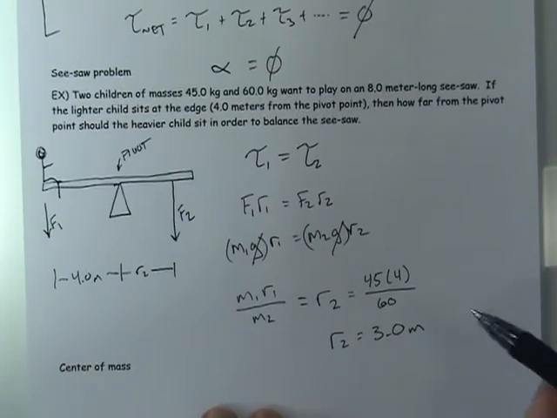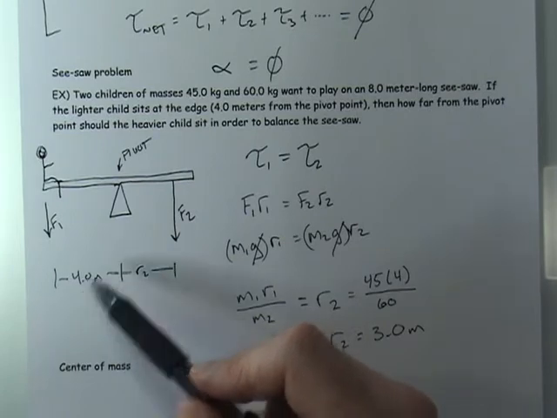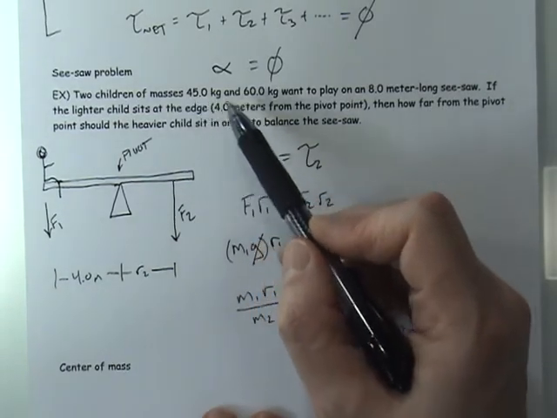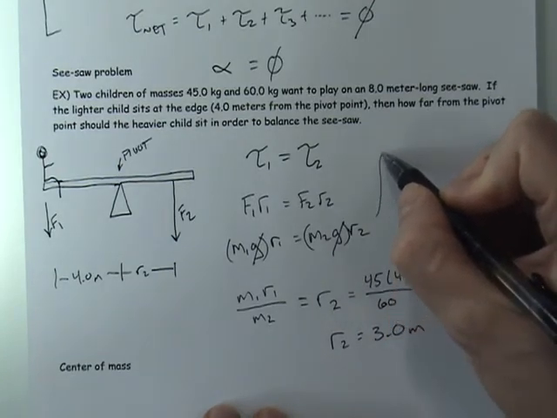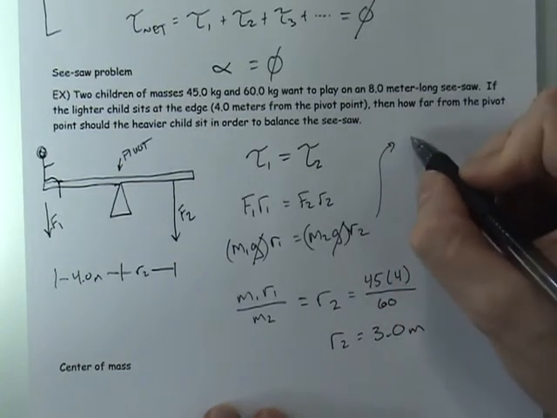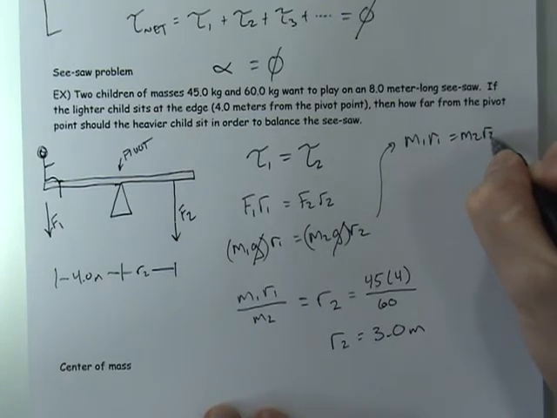Now, hopefully it is not surprising that this R is 3/4 of the other person's R, because this person's mass is 3/4 of this person's mass. So let's take this point right here and come back up to see how that would have played out. That says M1 R1 is equal to M2 R2.